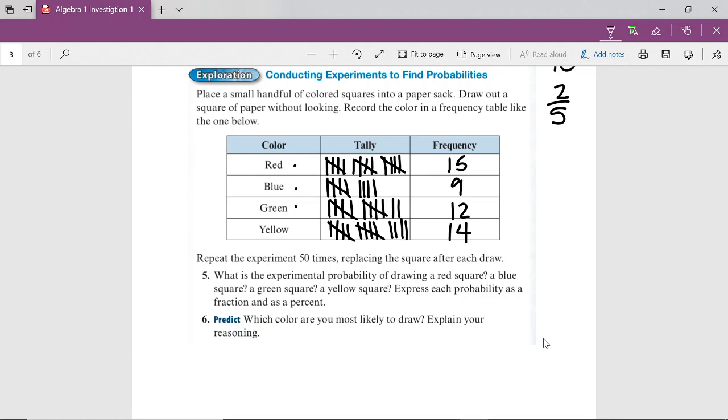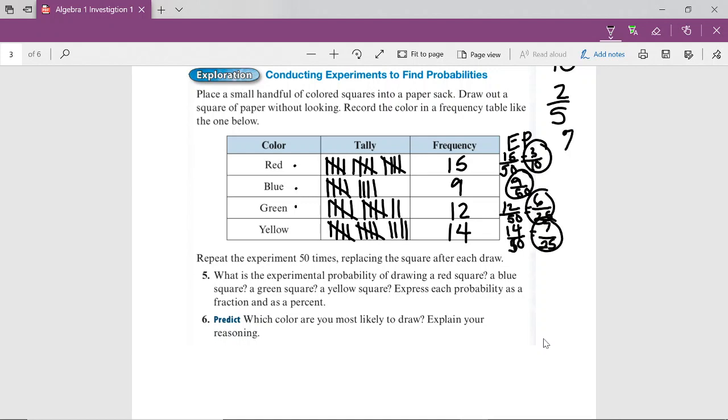Well, let's say I were to just expand this table and say this is my experimental probability in fraction form. Well, I would have 15 out of 50 experiments, which I'm going to reduce a little by 5 and say 3/10. For my next one, blue, I have 9 out of 50. I don't believe that can be reduced any further, so that's my experimental probability. 12 out of 50 can reduce to 6 out of 25. And then lastly, 14 out of 50 can be reduced to 7 out of 25. So those are my experimental probabilities in my fraction form.